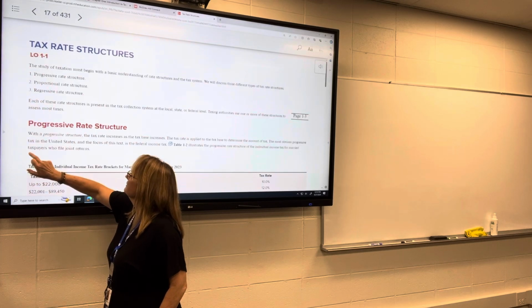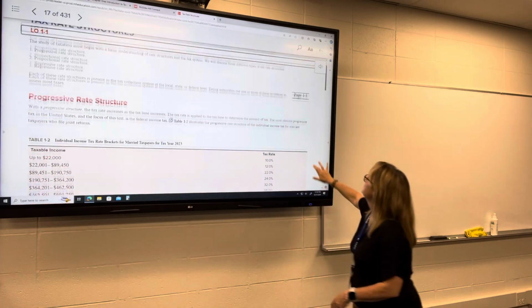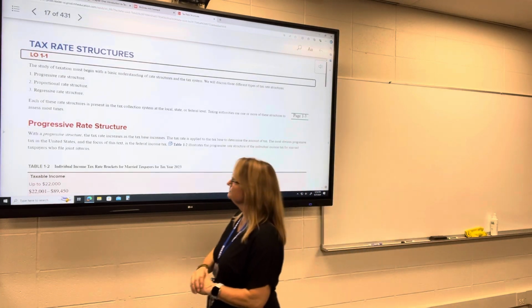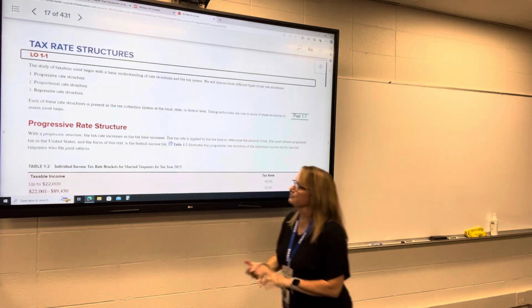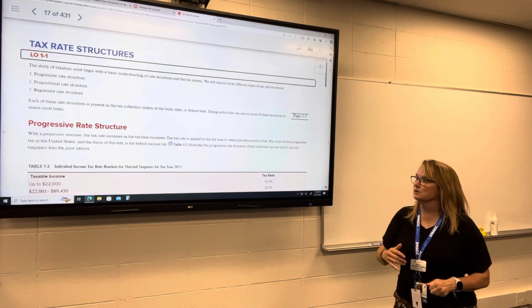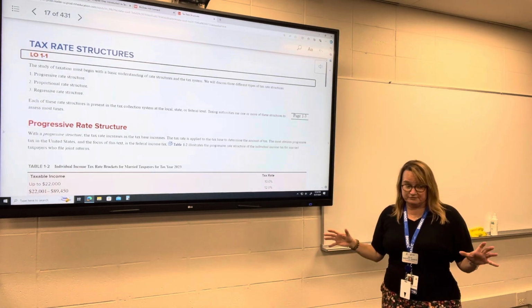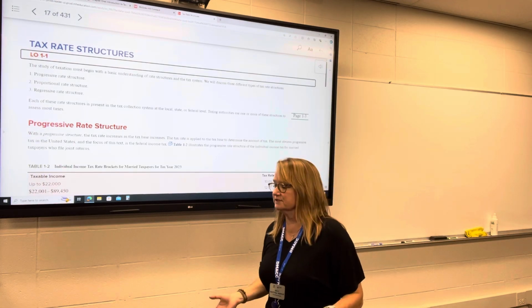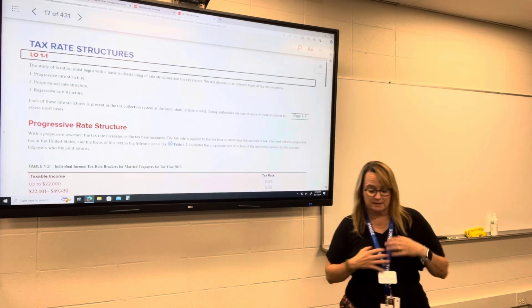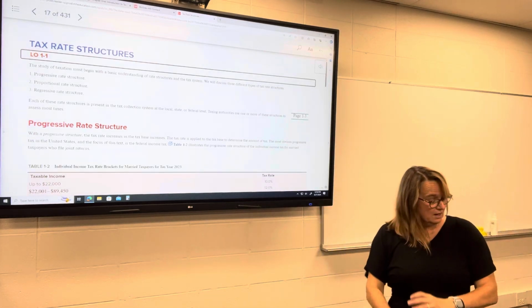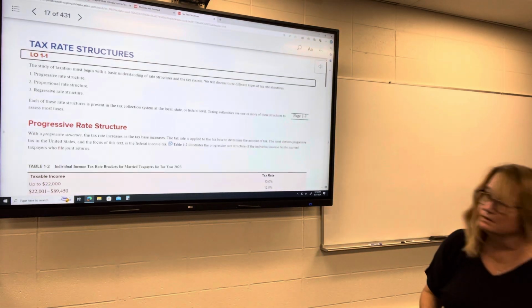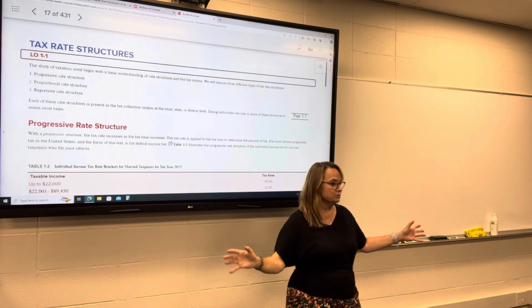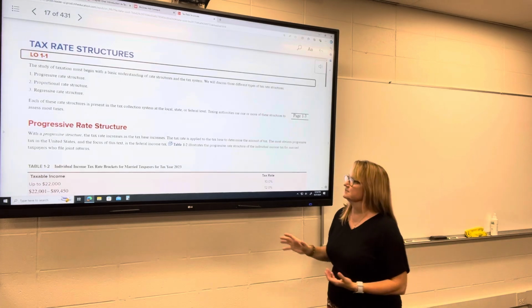Kind of just do a real quick refresher on the rate structures here. So remember, we've got the three rate structures for different types of taxes. We're not talking just about income tax. We're talking about all different types of taxes. Of course, we're going to focus on income tax in this class, but these different types of rate structures could apply to any type of tax.